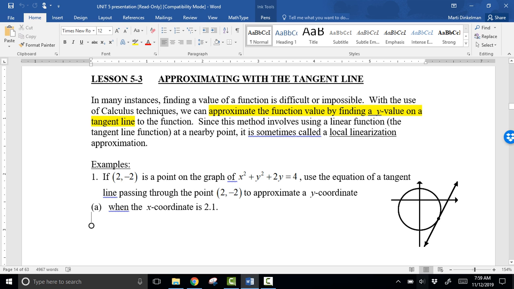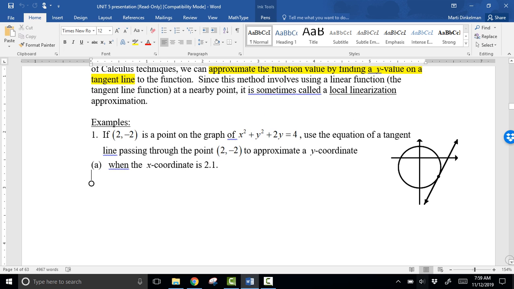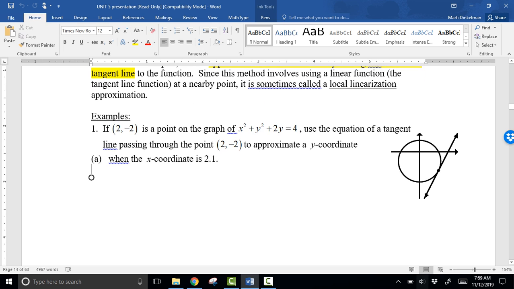So let's go ahead and look through this first example. (2, -2) is a point on the actual circle there, and we want to use the equation of the tangent line through that point, and then we'll actually figure out what's going on with 2.1. And really, traditionally, the reason we would do this is plugging 2.1 by hand, if we didn't have a calculator, into this circle would be a little bit more difficult than plugging it into something that's linear, which you'll see is much easier.